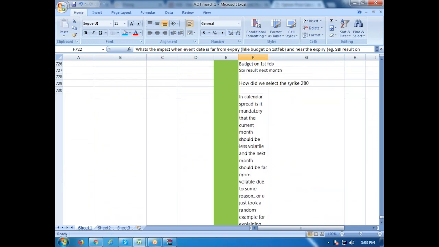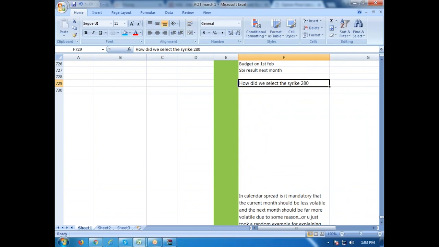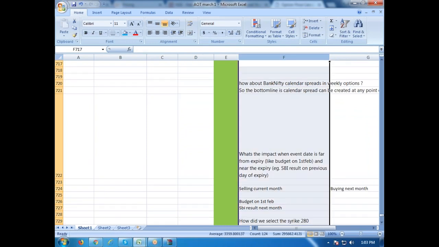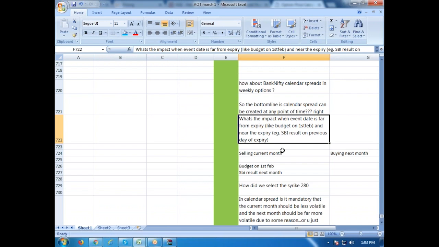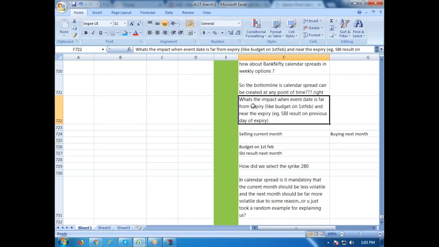और क्या क्वेश्चन है? What's the impact of event date far from expiry? Yes. What is the impact when the event date is far from expiry, like budget, and near the expiry, like SPA result on the previous day of expiry?